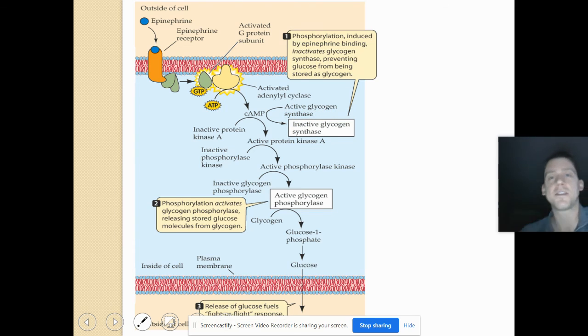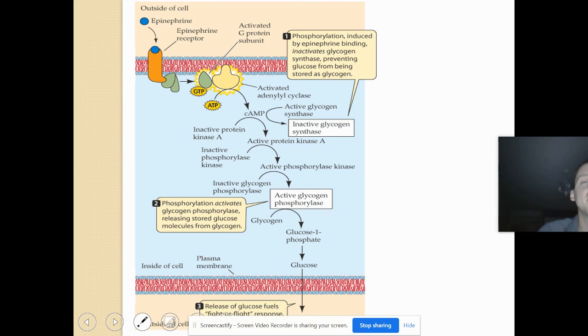deactivate glycogen synthase. Now, this should actually make sense because glycogen is storage of energy. Well, if you are about to fight or flee, you need that energy. You don't want to store it. So inactivating the thing that makes glycogen is helpful.